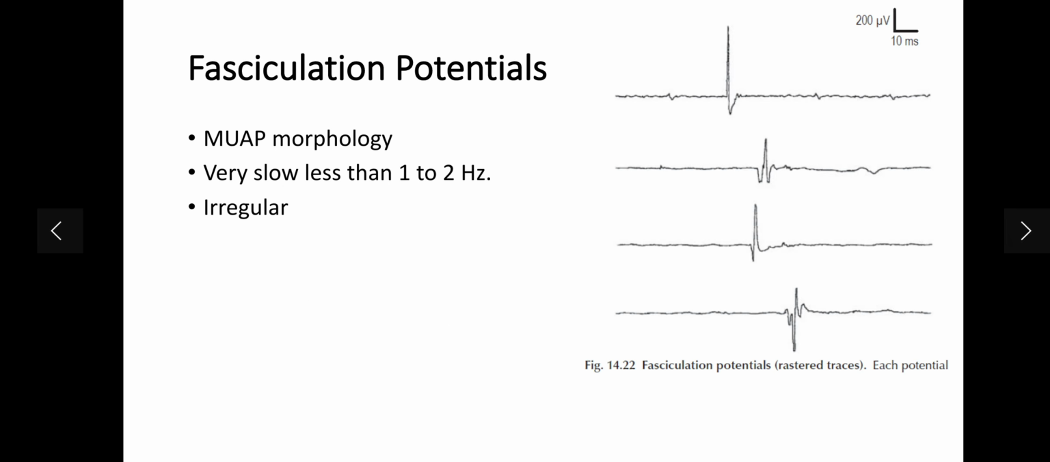Fasciculations are another spontaneous activity, but they differ from the previous ones in that these have motor unit action potential morphology. They are generated from the anterior horn cell, and include the whole of the muscle fibers attached to that anterior horn cell. So they are larger in amplitude and longer in duration. They are usually very slow, maybe 1 to 2 hertz, and irregular. That's one way to differentiate them from regularly firing voluntary motor unit action potentials, which are regular and faster than fasciculations.